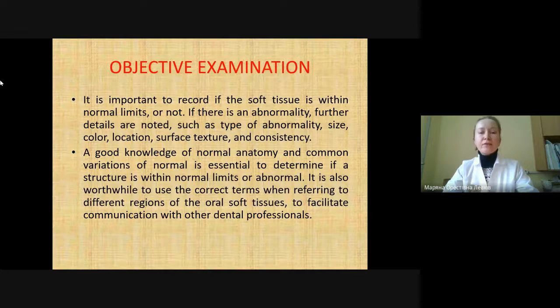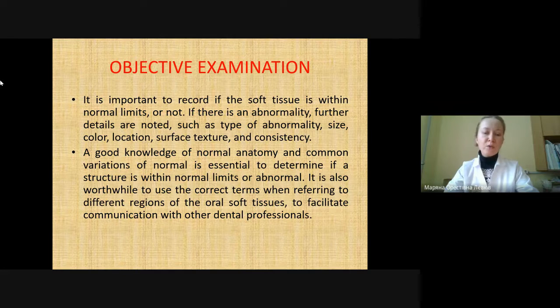Next part of dental patient examination is the objective examination. It is important to record if the soft tissue is within normal limits or not. If there is an abnormality, further details are noted, such as type of abnormality, size, color, location, surface texture, and consistency. A good knowledge of normal anatomy and common variations of normal is essential to determine if a structure is within normal limits or abnormal.